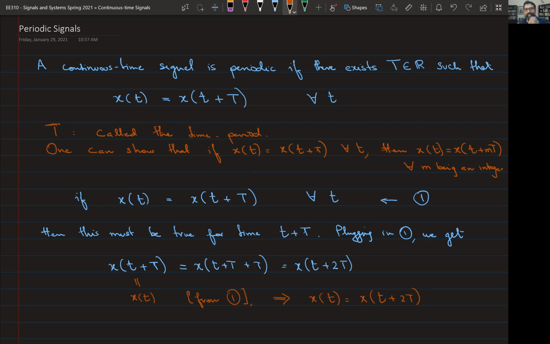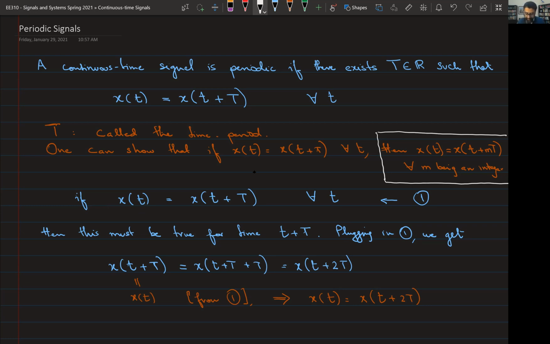So we're not talking about the floor function yet, or any particular problem. I'm just saying any periodic function, regardless of what form it takes, if it's periodic and capital T is a period, then x of t must be equal to x of t plus m times capital T for any integer m. So this statement holds true for periodic signals. If it repeats after capital T seconds, it must repeat after 2 times capital T seconds as well, or 3 times capital T seconds, and so on and so forth.